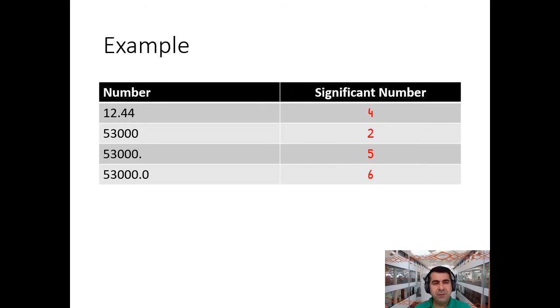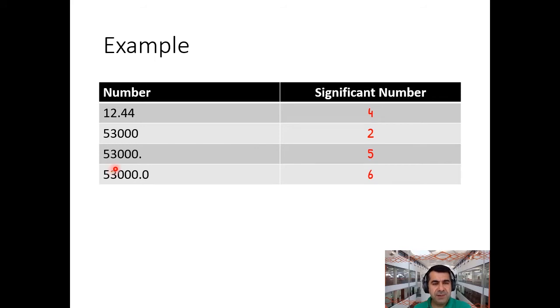We have got 4 numbers and we are going to look at the significant figures for each number. So first we have got 12.44. We have got a decimal point. Therefore we're going to count 1, 2, 3, 4, and the number of significant figures is 4. The second number, 53,000, has no decimal point. So we're going to count only from the left, from the first non-zero digit to the last non-zero digit. So 5 and 3, 2. So the number of significant figures is 2.